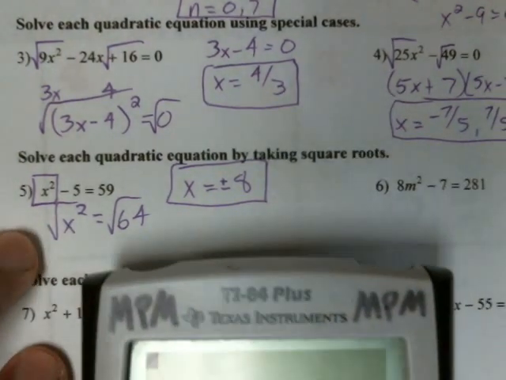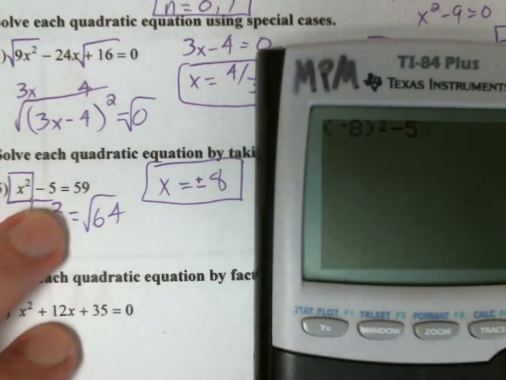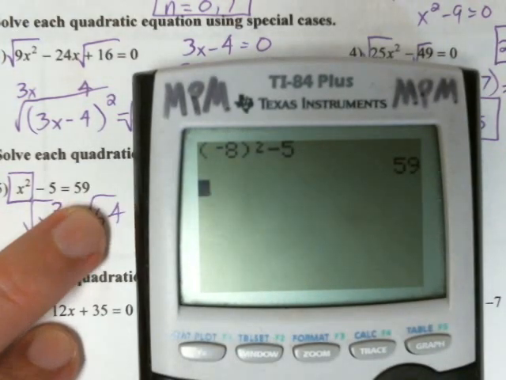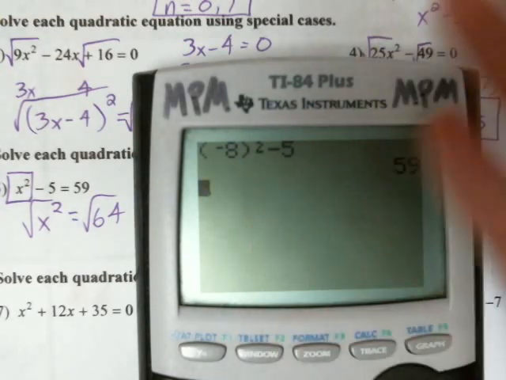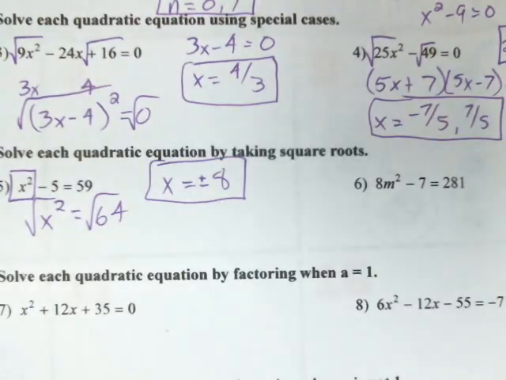Let's type in a negative 8. Okay, so again, parentheses, negative 8 squared minus 5, that better be what? That better be the right-hand side of the equation. That better be 59, okay? Guys, it's real simple. Take 5 seconds, 10 seconds, plug your answers back in, and make sure that the left side of the equation equals the right side of the equation. That's why I always preach, check your work. In a lot of math, you can go back and do that.